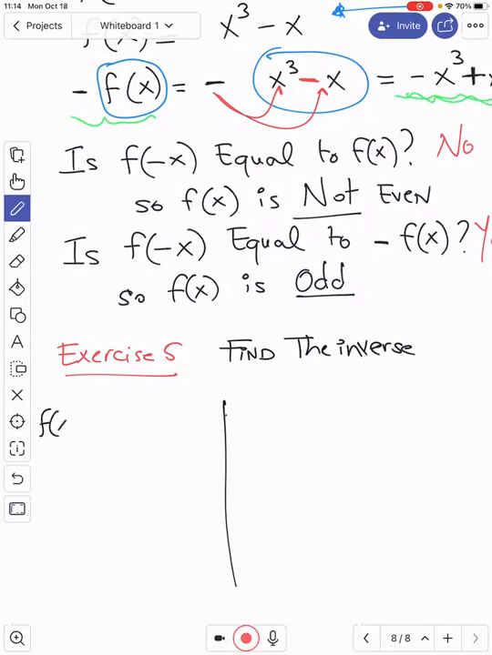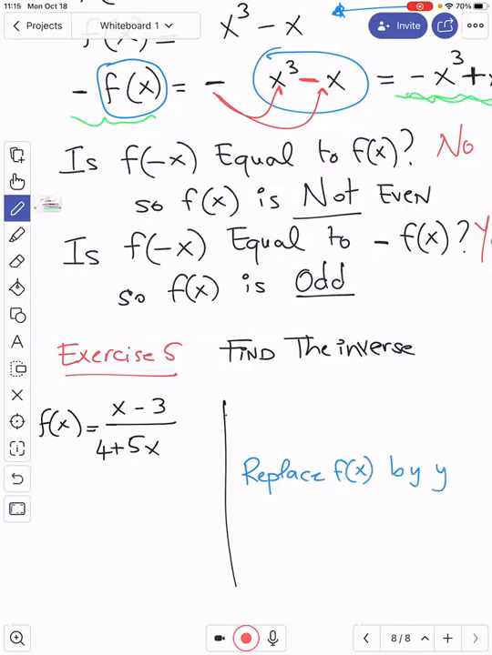So here's my function f, which is x minus 3 over 4 plus 5x. All right, so first step, you replace f of x by y. So that will be y equal to x minus 3 over 4 plus 5x.